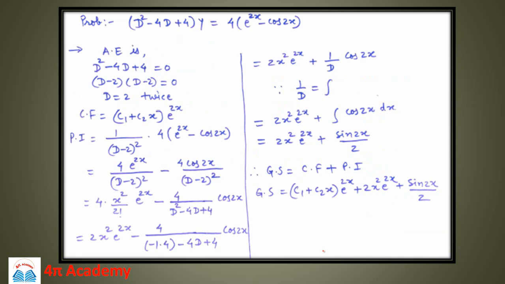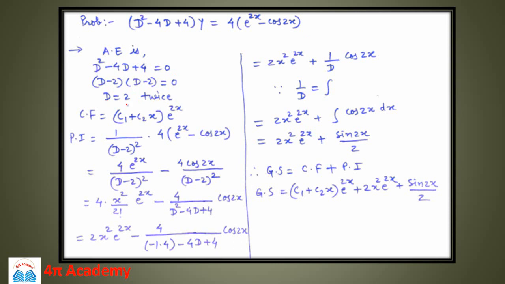Let us take one problem on this. It is d square minus 4d plus 4 acting on y is equal to 4 into e raised to power 2x minus cos of 2x. So the auxiliary equation is d square minus 4d plus 4 equal to 0. So (d minus 2) twice, and hence the root is d is equal to 2 twice.